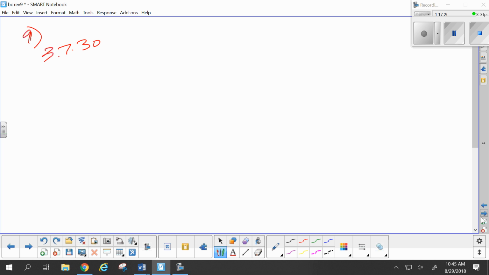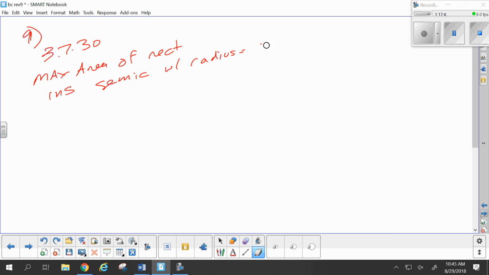Okay. It says find or maximize the area of the rectangle that can be inscribed in a semicircle with radius r, not 5, okay? The one before it was 5. This said radius r. So if you have 5s and 25s in your work, you did the wrong problem. Okay, that was number 29.